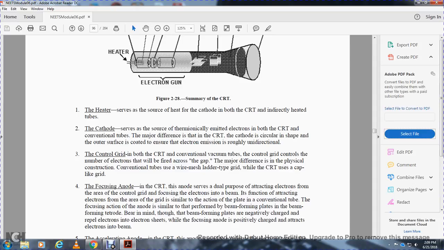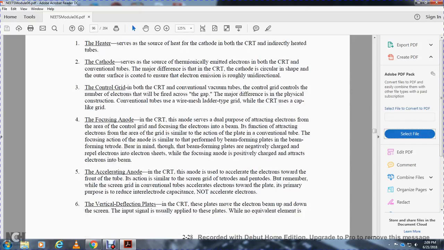Control grid: with the cathode ray tube and the conventional vacuum tube, the control grid controls the number of electrons fired, up to the cutoff of the gap. The major difference in physical construction is that the conventional tube uses a wire mesh layer type of grid, while the cathode ray tube uses a cap-like grid.